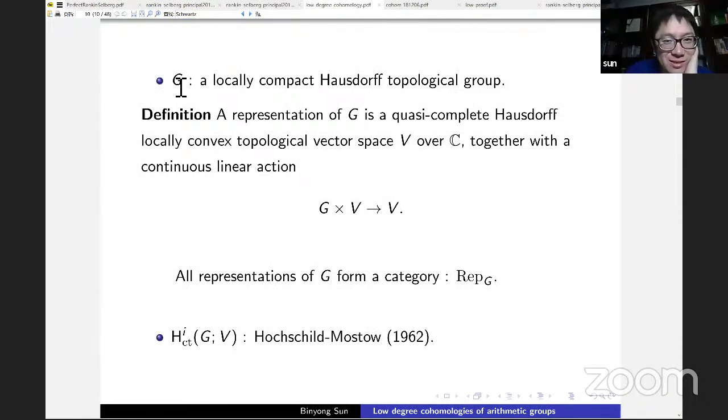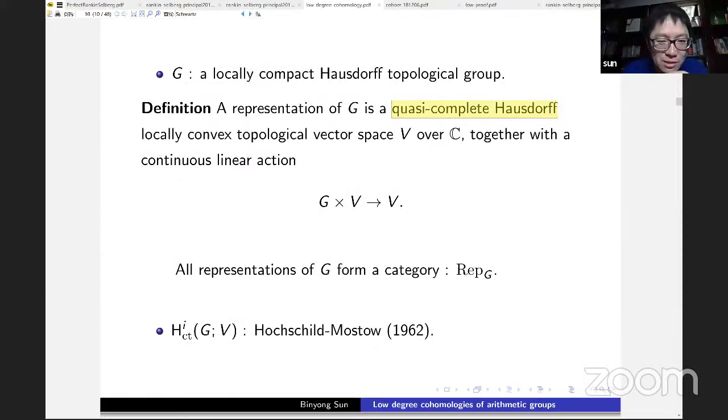So let me recall the basic theory of continuous cohomology. This is the general setting. G is an arbitrary locally compact Hausdorff topological group. Then a representation of G is defined to be a quasi-complete Hausdorff locally convex topological vector space over C together with a continuous linear action, G cross V to V. So we always assume the underlying space to be quasi-complete Hausdorff locally convex. Of course, all representations of G form a category, which we call Rep G.